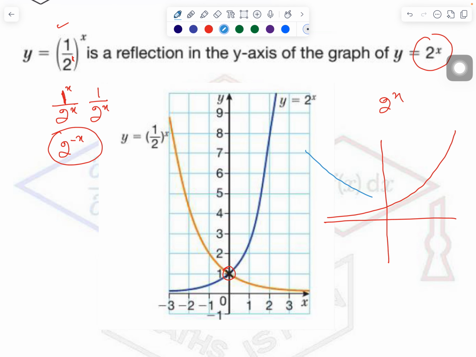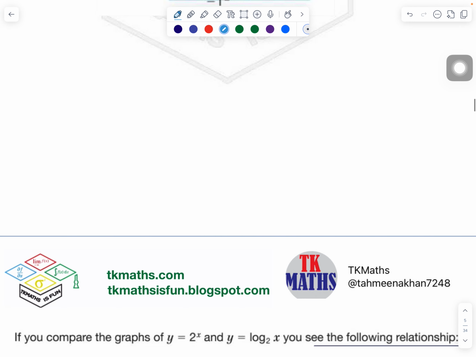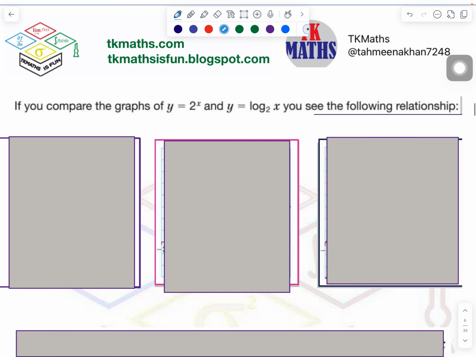They both will pass through y equals 1. And they are reflections of each other in the y-axis, right? Now let's see these after two or three more graphs, then we will sketch here, right? So now if you see, it is y equals 2 power x and y equals log x base 2. So basically these are conversions of log form into index form, right?